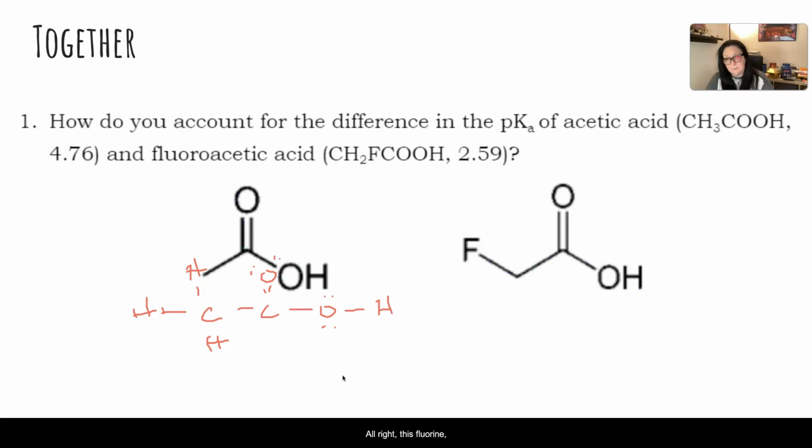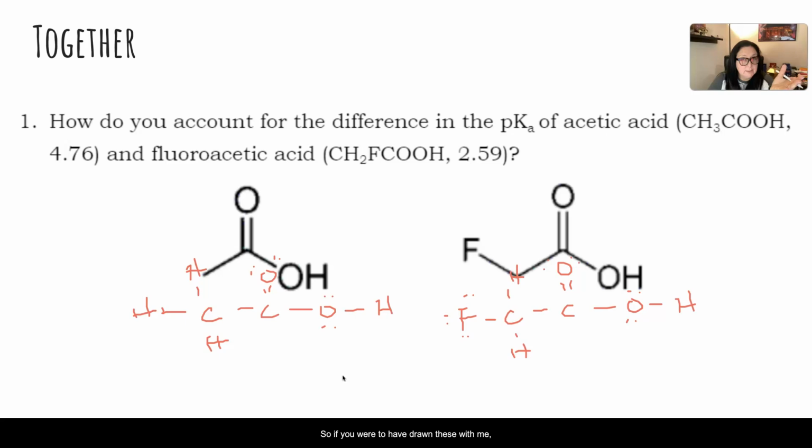All right, this fluorine, the fluoroacetic acid, is you have a fluorine to a carbon, to another carbon, that's a double bond oxygen, to an oxygen, to a hydrogen. And then they fill in the lone pairs, but they're so lazy and they don't want to do all the drawing of the structure. And so these are what you're looking at. So if you were to have drawn these with me, you would have drawn what we just wrote in red. But this is how they write it as a shortcut, so that's what that means.